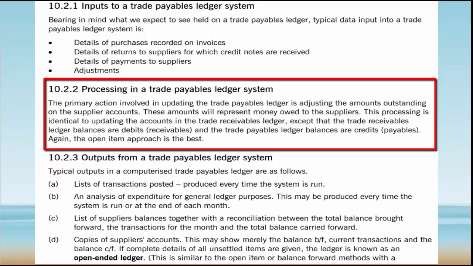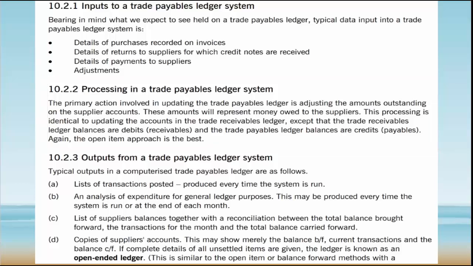This method matches each payment directly against the exact invoice it is intended to pay. That way, you can easily see which invoices are fully paid, which are partially paid, and which are still outstanding. This is especially useful if you need to follow up with a supplier or resolve disputes over payment.